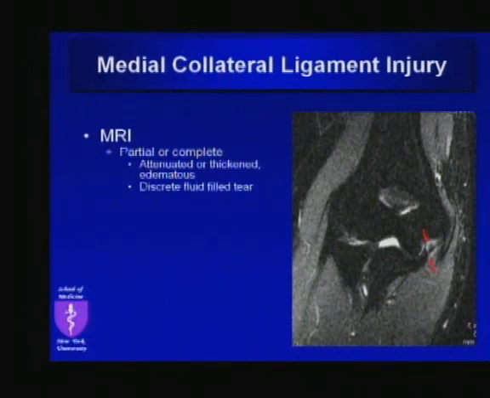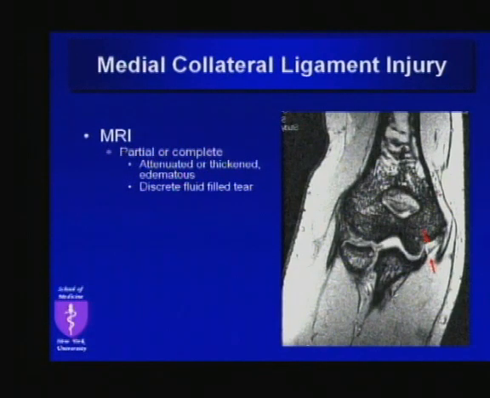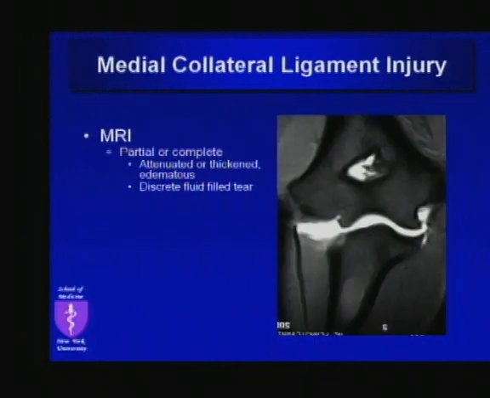Now, it's pretty intuitive what a complete tear is. You're going to see focal disruption of the MCL, presumably a fluid-filled gap. You won't get a lot of retraction, so you really want to see that gap. It's illustrated nicely here on this fluid-sensitive sequence, as well as here on the gradient recalled sequence. This is a complete tear of your MCL.